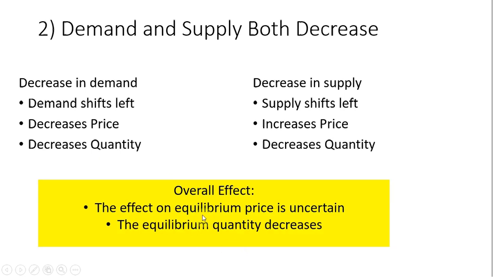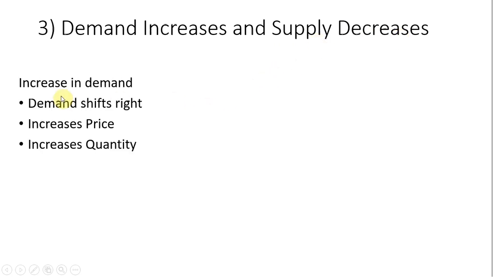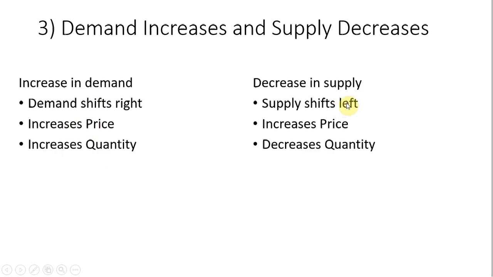So in this case, the effect on the equilibrium price is uncertain. Could go up, could go down, could stay the same, depending on which curve shifts by the greatest distance. But as for the equilibrium quantity, it definitely decreases. Example 3. Demand shifts right and supply shifts left. An increase in demand, as we saw earlier, leads to a higher equilibrium price and quantity. A decrease in supply, as we just showed, leads to a leftward shift in the supply curve, so a higher equilibrium price but lower equilibrium quantity.